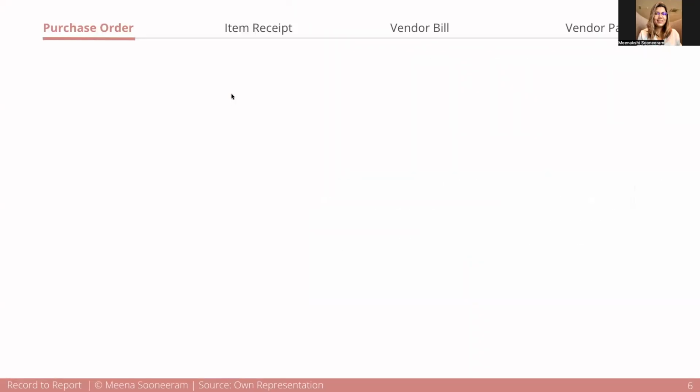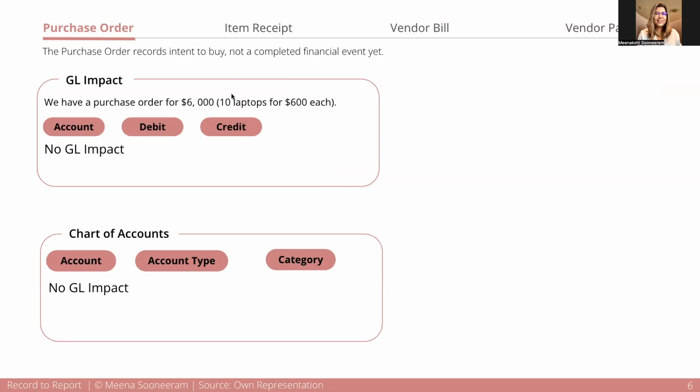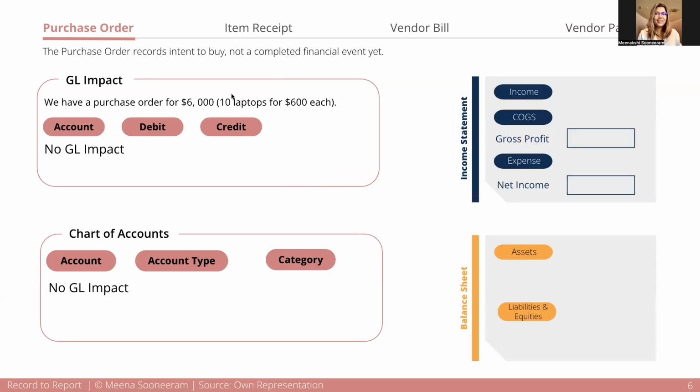So the first stage of the P2P cycle is purchase orders. Purchase orders just record our intent to buy. As we mentioned, it's not a completed financial event. So in our example, we are purchasing 10 laptops at $600 each for a total of $6,000. At this stage, we're only telling NetSuite, hey, we are planning to buy these laptops. And because nothing has been received and we haven't been billed yet, there is no accounting impact whatsoever. And because there's no GL impact, there is nothing hitting our chart of accounts and nothing hitting our income statement or balance sheet.